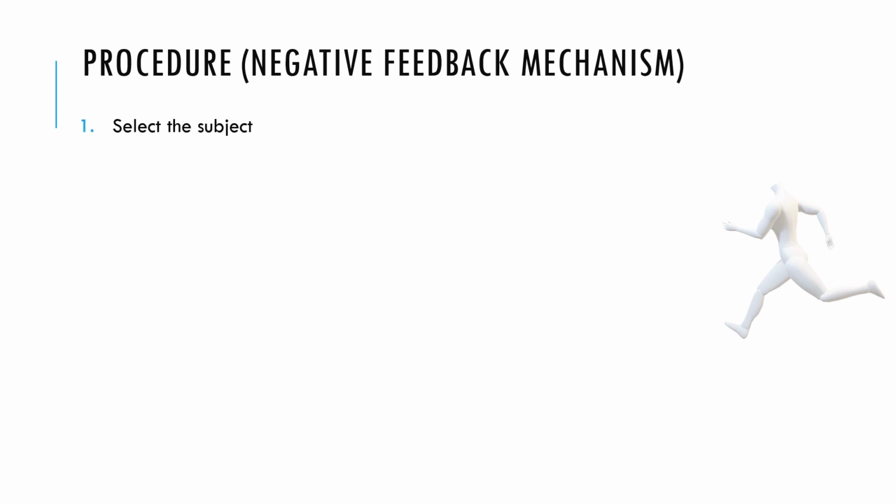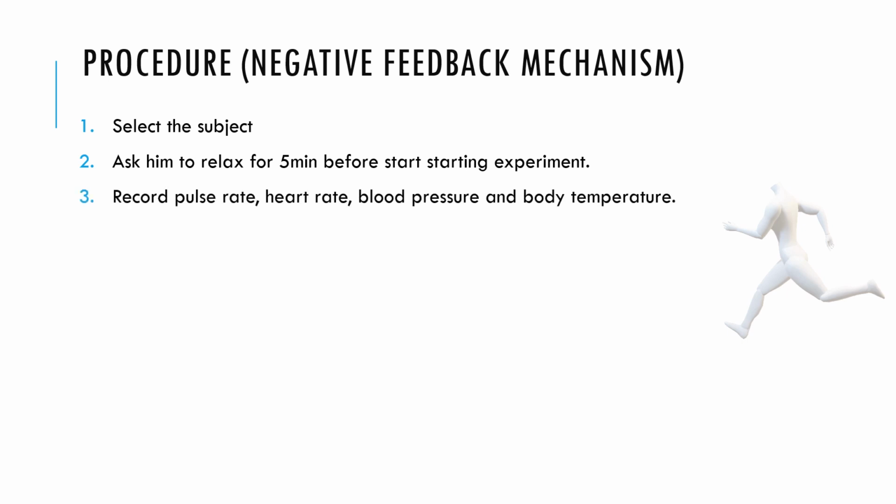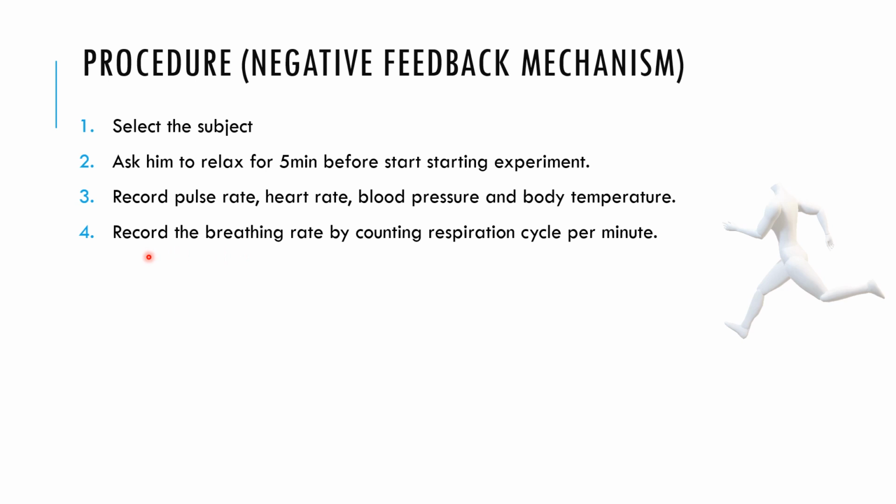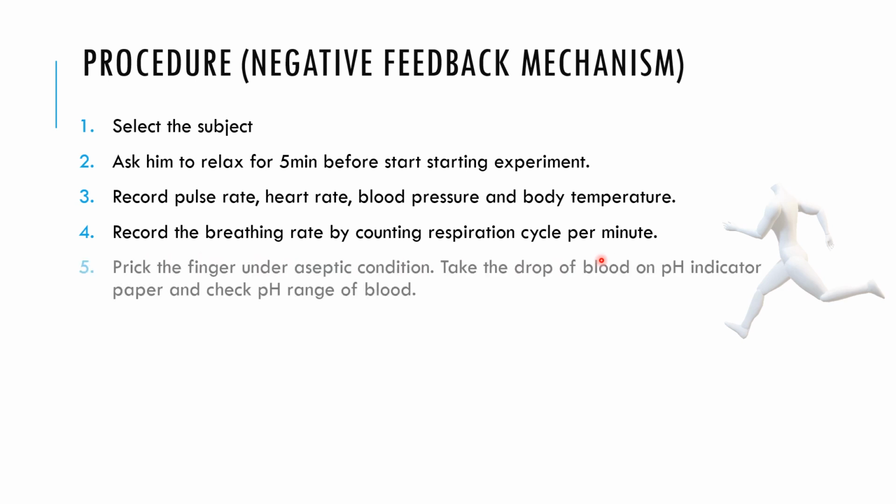Now we'll see the procedure for negative feedback mechanism. First we'll select the subject, then ask him to relax for 5 minutes before the start of the experiment. Then we'll record the parameters like pulse rate, heart rate, blood pressure and body temperature. Record the breathing rate by counting the respiration cycles per minute. Then we'll record the pH of the blood. How will we record the pH of the blood? Prick the finger under aseptic conditions. Take a drop of the blood on pH indicator paper and check the pH range of the blood.